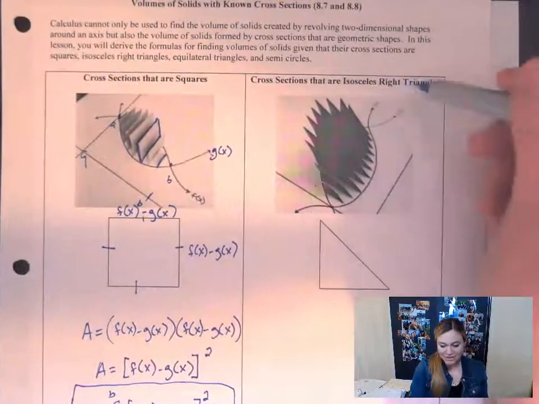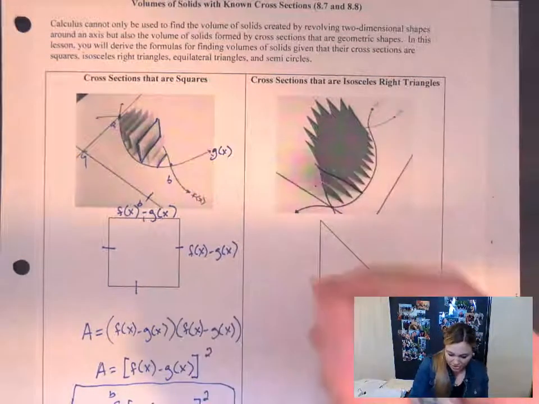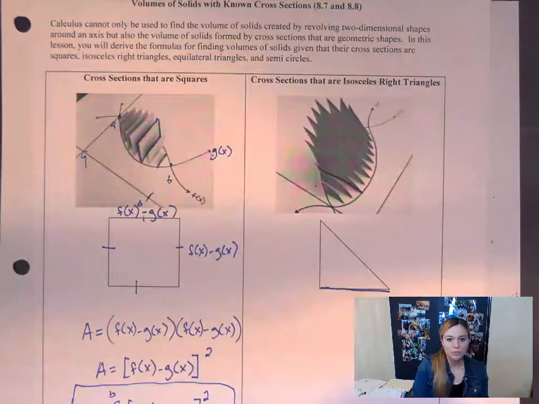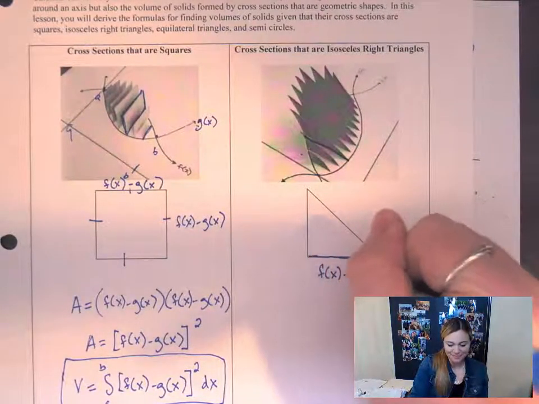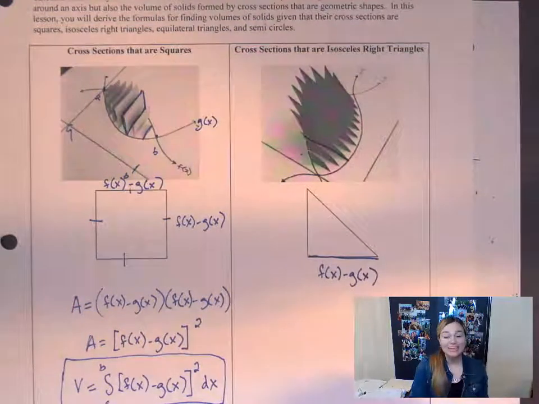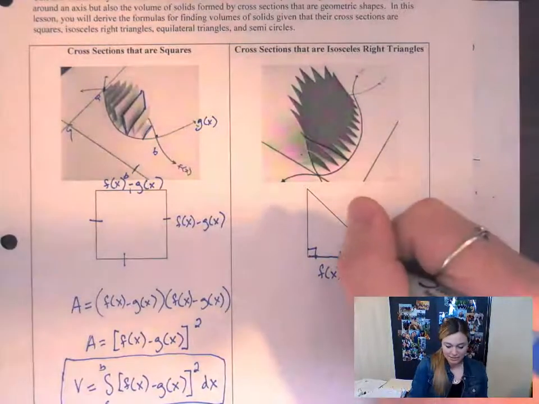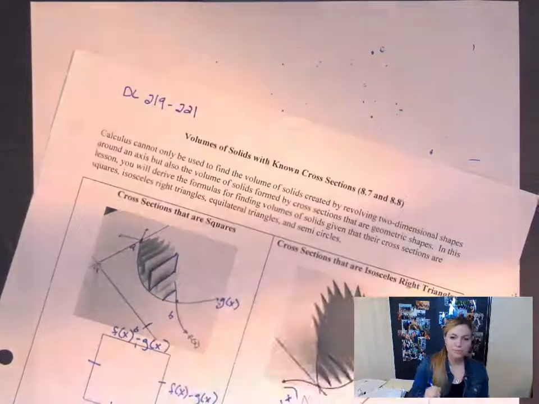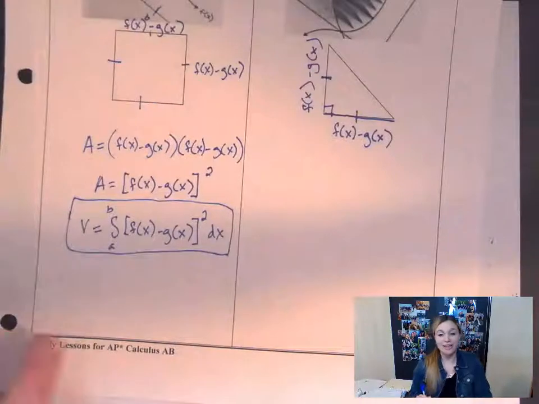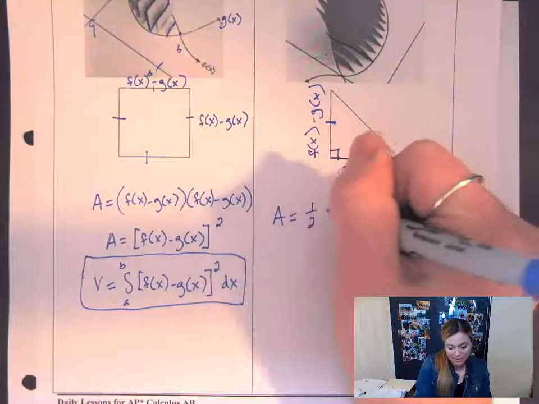Now I've got cross sections that are isosceles right triangles. So anywhere, the distance from here to here, the base, will still be f of x minus g of x. Think about an isosceles right triangle. Isosceles means that the legs are the same, so this would be f of x minus g of x. How do you find the area of any triangle? Oh, area is 1/2 base times height.